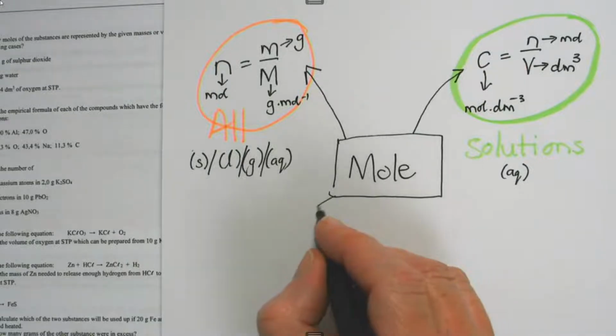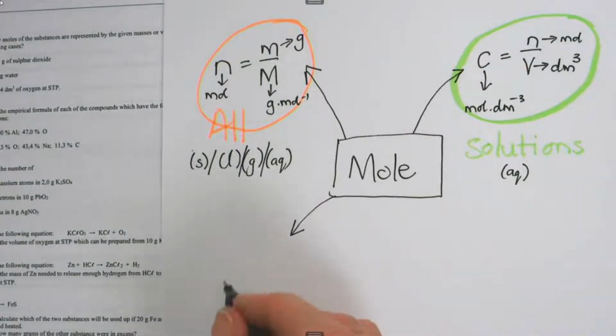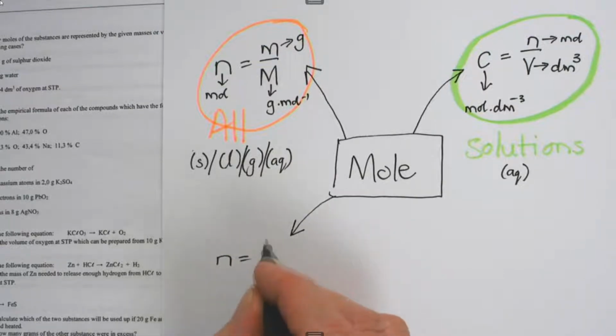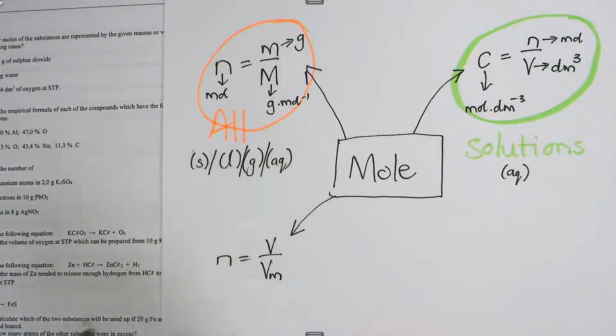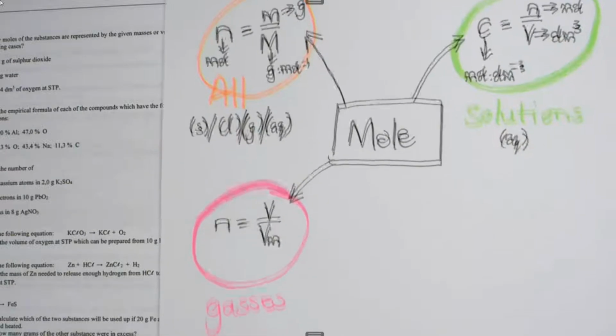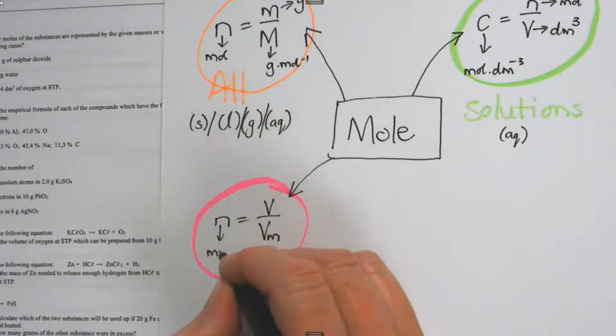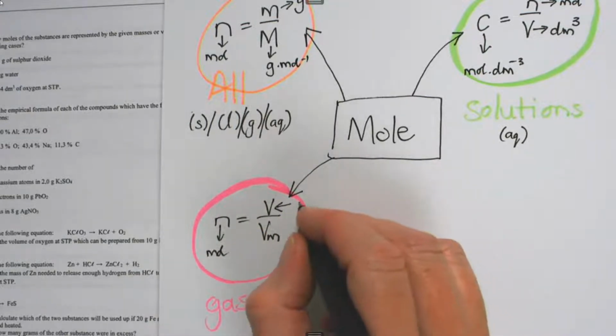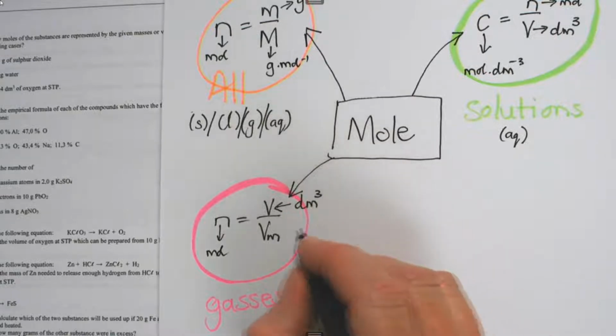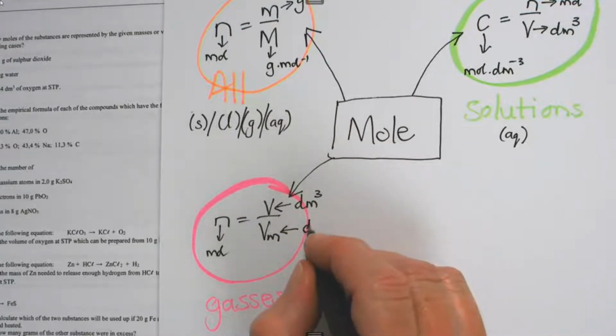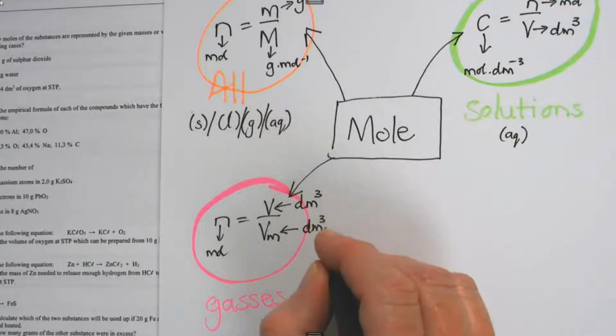And then I have another one, but this one also has a specification that is only for gases. n equals V over Vm. So let's make this one a pink one. This pink one is only gases. So I can only use it when there is a gas present. Otherwise, I can't use it. n is in mole. V is in cubic decimeters. And Vm also in cubic decimeters per mole.